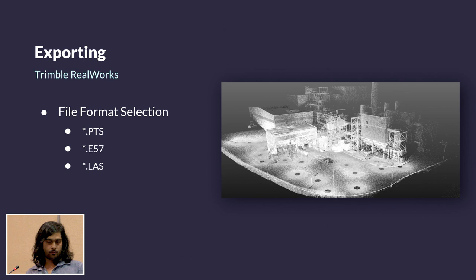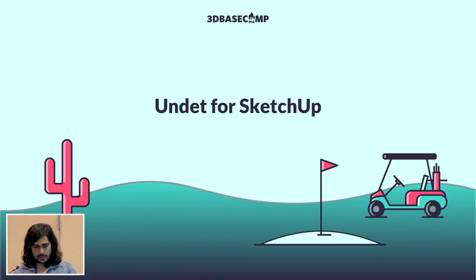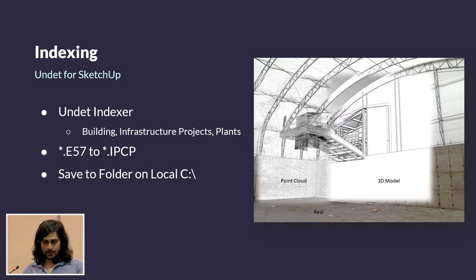There are more file formats that export from RealWorks, but these are a few that we've worked with, and we found that an E57 file seems to export the quickest. Once we have that E57 file, which is where we left off at the last presentation, what do we do with it? Here's where Undead comes in. The first process is getting that E57 file to a file that Undead can read. Undead is a plugin that Aurelius, here in the back of the room, has developed, and it allows us to bring the point cloud into SketchUp.